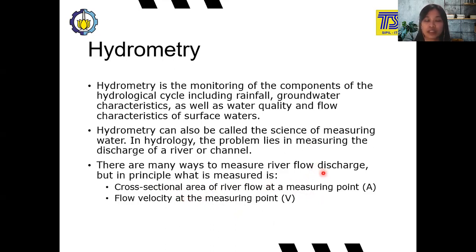The thing that can be measured is not the discharge directly, but you have to measure the cross-sectional area of the river and the flow velocity at the measuring point, because Q equals V times A. So the discharge equals the flow velocity times the cross-sectional area.